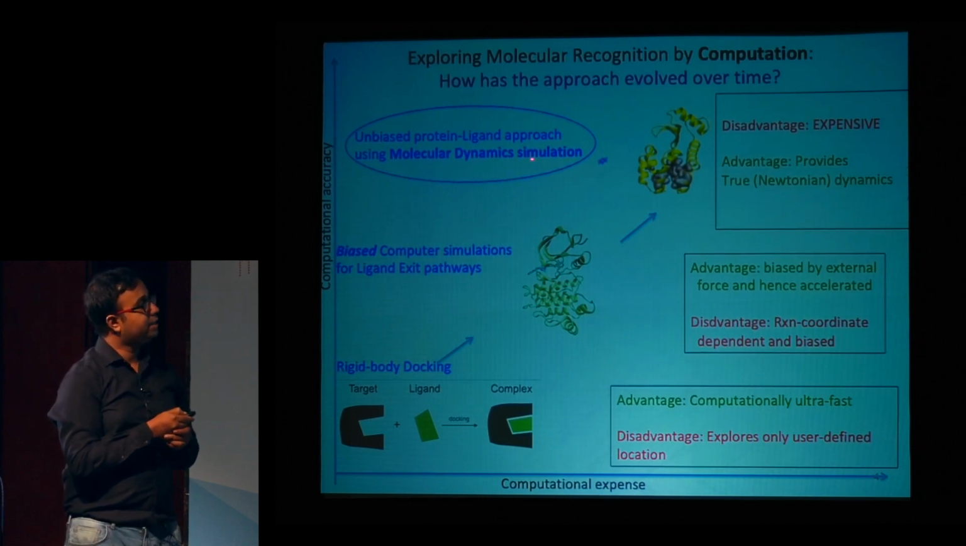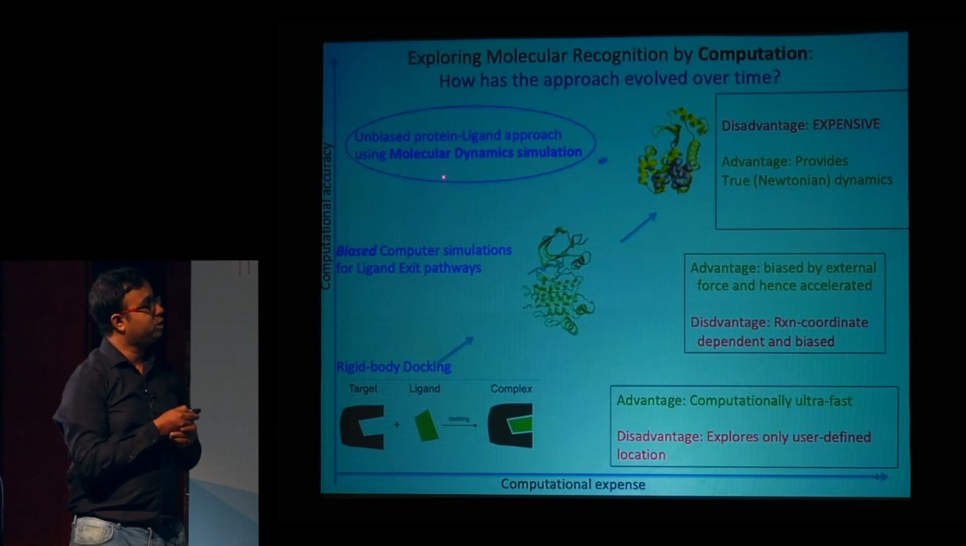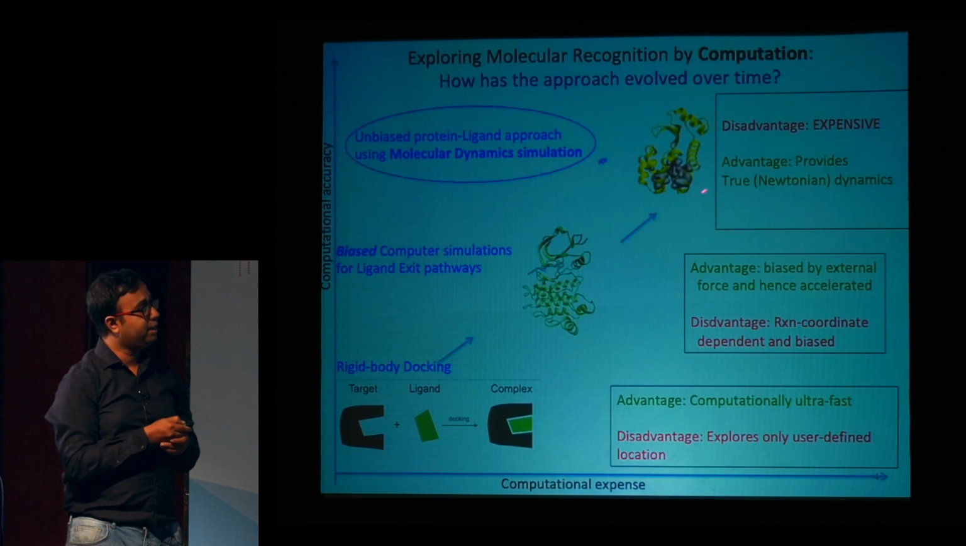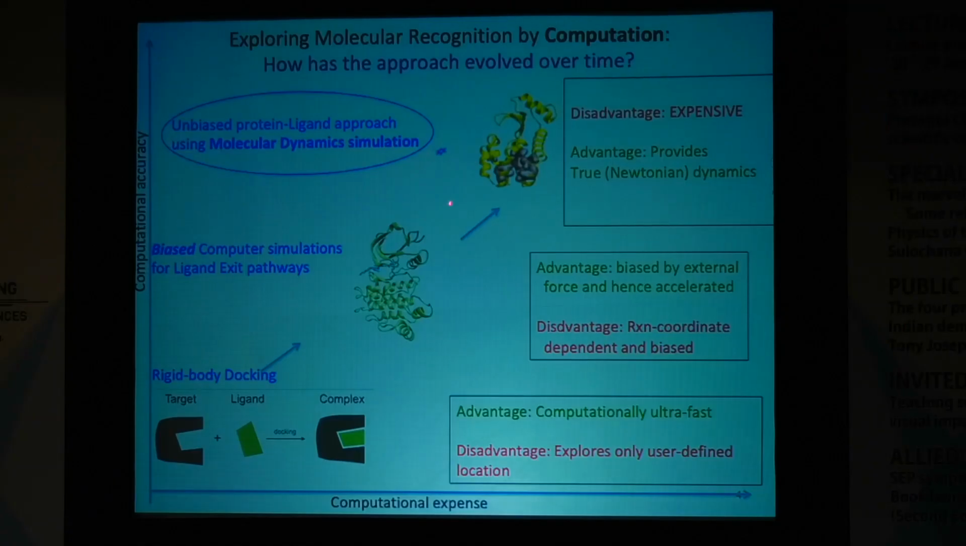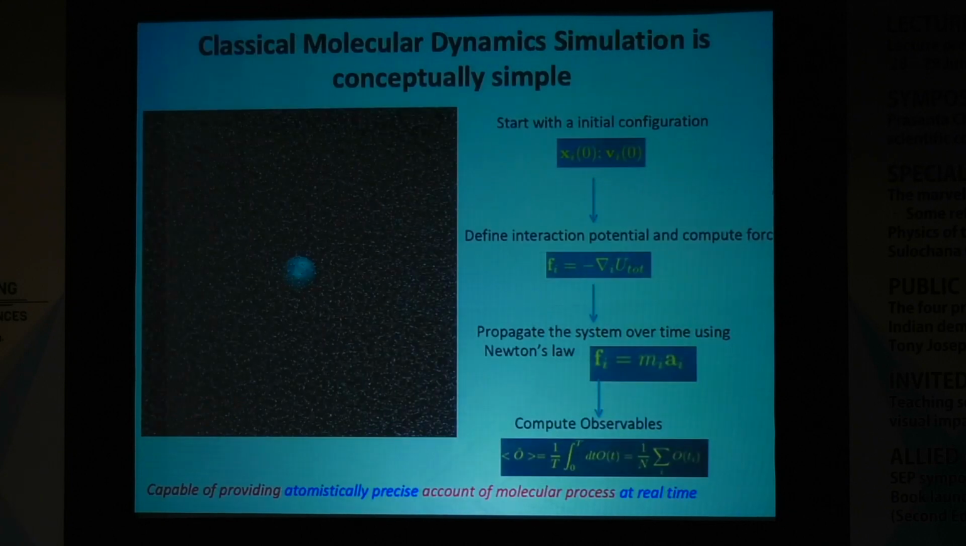And one of the techniques that one can think about is molecular dynamics simulations. The advantage that I'm going to tell you is that this is Newtonian dynamics that is being followed here, so it is a very realistic process. If you can do it, one can think about a proper time scale, and one can get atomistic precision, but at the same time this is computationally expensive. So to give you an idea of the computational expense, I am going to briefly show you what molecular dynamics simulations are.